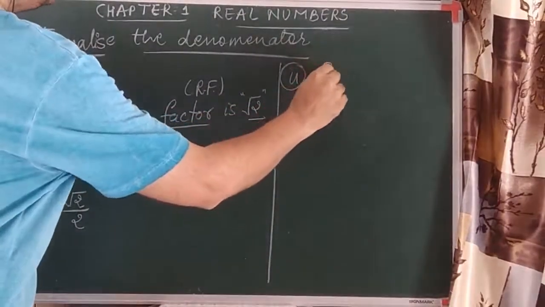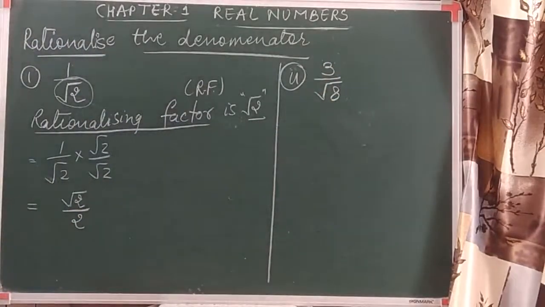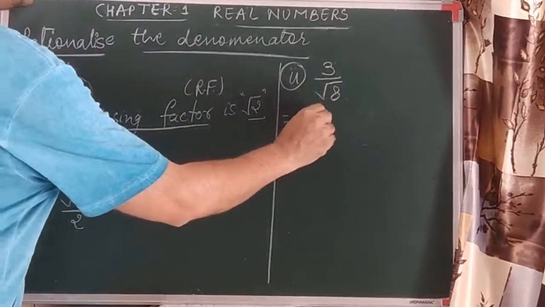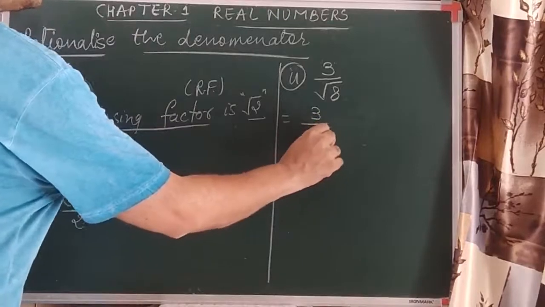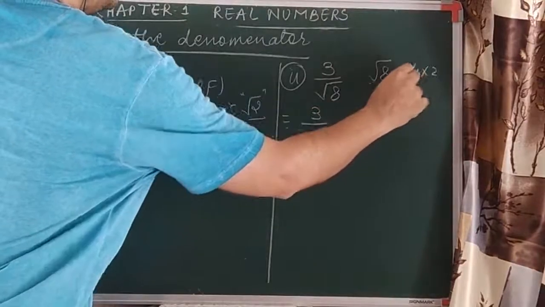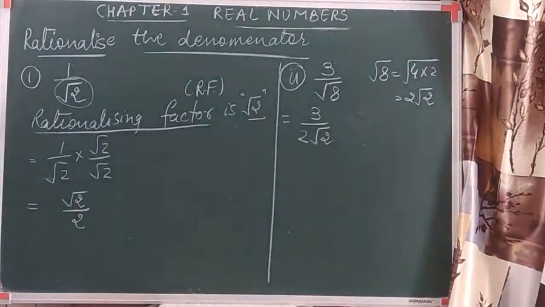Suppose we have 3 by root 8. Now this is an interesting question. If I ask you what is the rationalizing factor of this number, you must say, sir, it is root 8. But remember, it's not that. If this kind of objective question is there, and if you have the option root 8, remember it is not the answer. Why? As we discussed in the previous lectures also, root 8 can be written as 2 root 2. Because root 8 is 4 into 2, and the square root of 4 is 2, and the square root of 2 is not possible. You should remember this.